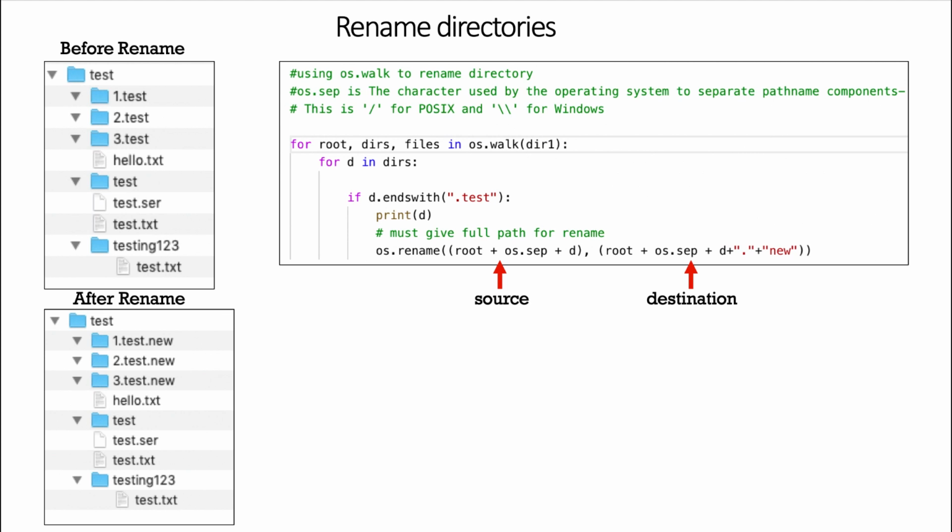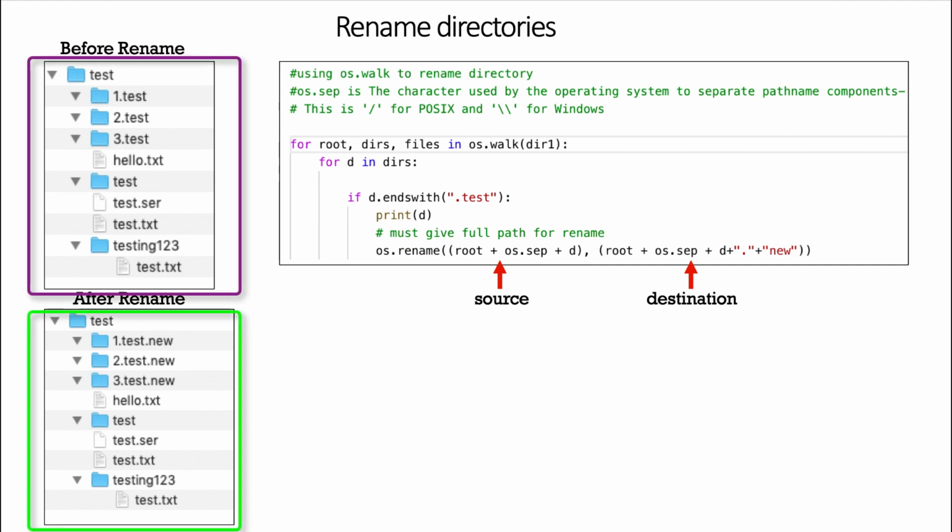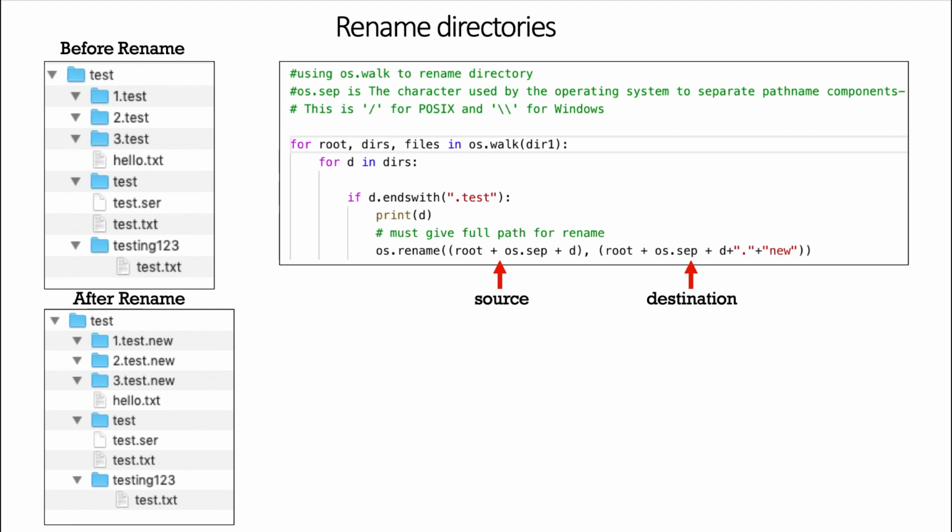We're going to use a sister method here to rename directories based on conditions. We're going to use os.rename, and os.rename has a source component and a destination component. So let's see what the directory structure looked like before. Before is in the upper left-hand corner. After is in the lower left-hand corner. We're going to focus on the folders that end with .test, and we see that right here.